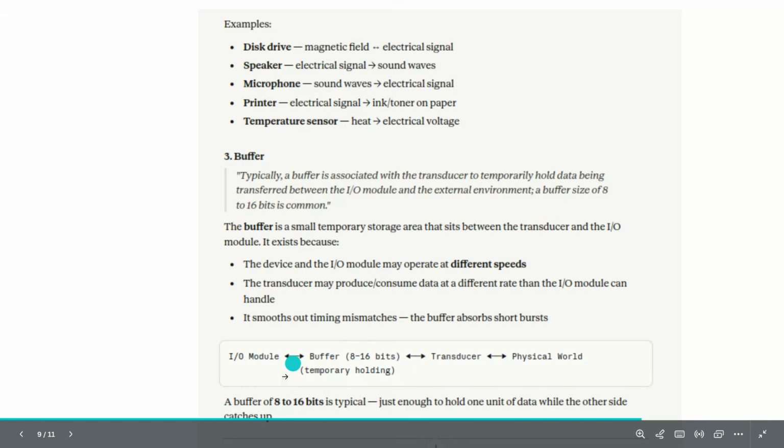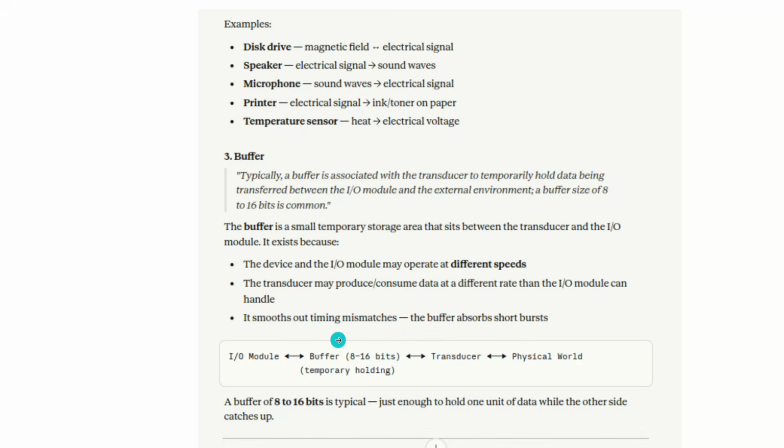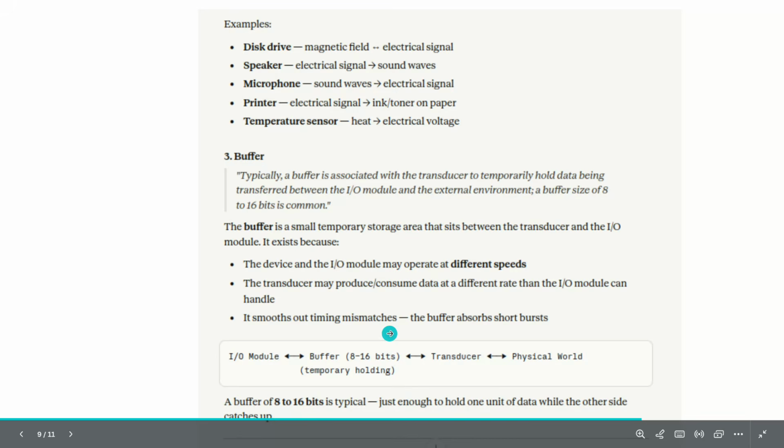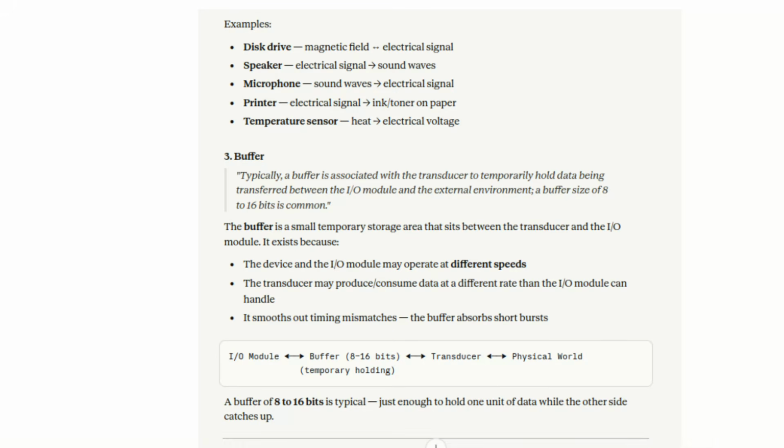A buffer can be 8 to 16 bits. That is, temporarily it can hold 8 to 16 bits, just enough to hold one unit of data. Sometimes there will be speed mismatches: the IO module may operate at a different speed, and the device may operate at a different speed. So we have to store this data somewhere before it is given to the IO module, because of the speed differences, which we will discuss in more detail when we discuss other topics. The device and IO module have different speeds, so the data has to be stored somewhere. That temporary holding of data is basically the buffer. It is associated with the transducer itself, sitting between the transducer and the IO module.